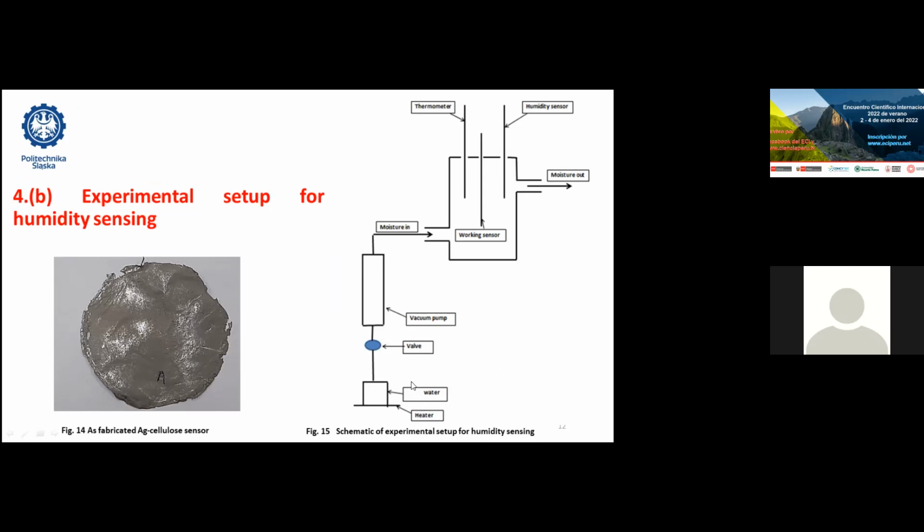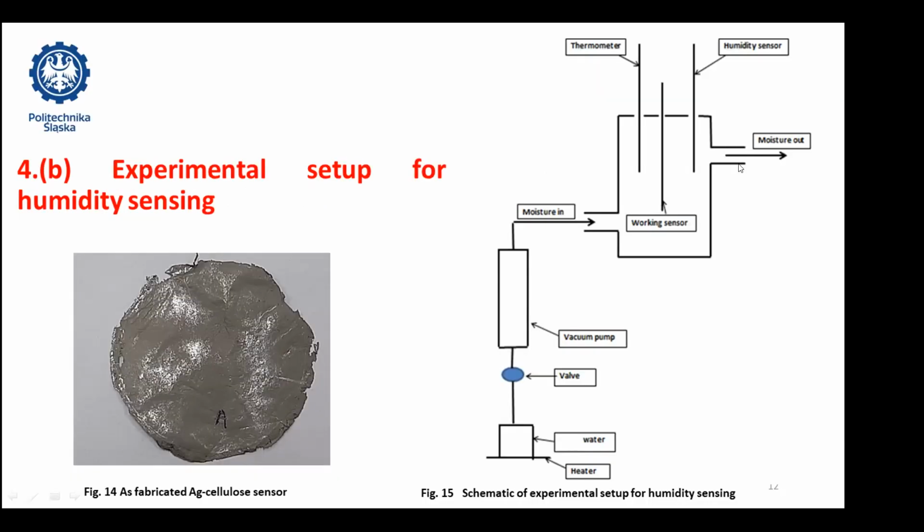When we have sufficient vapor, this valve was turned on together with the vacuum pump, and the moisture was introduced into the chamber. And when the experiment was about to be finished, the vacuum was connected to the outlet, and this moisture was removed from the chamber.